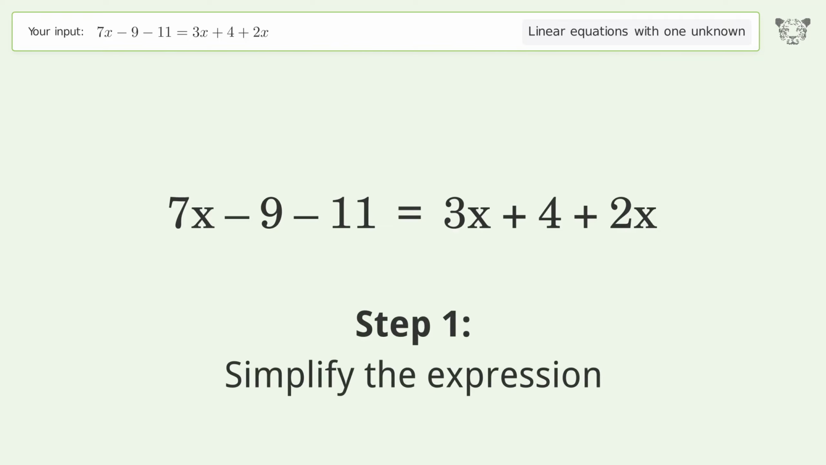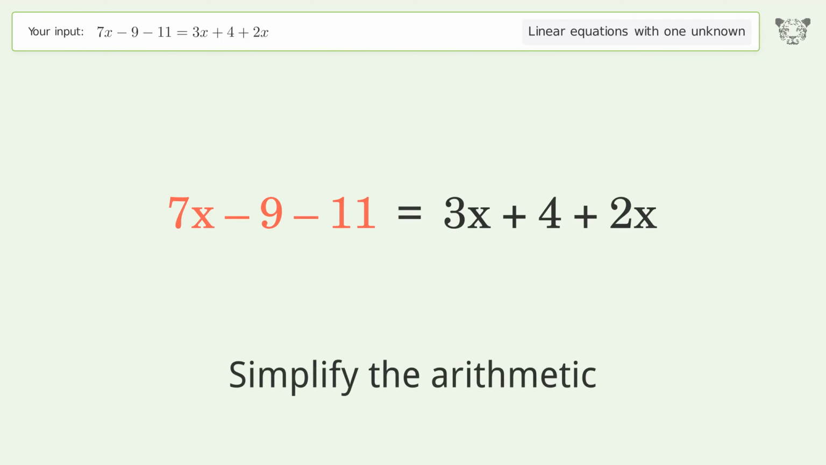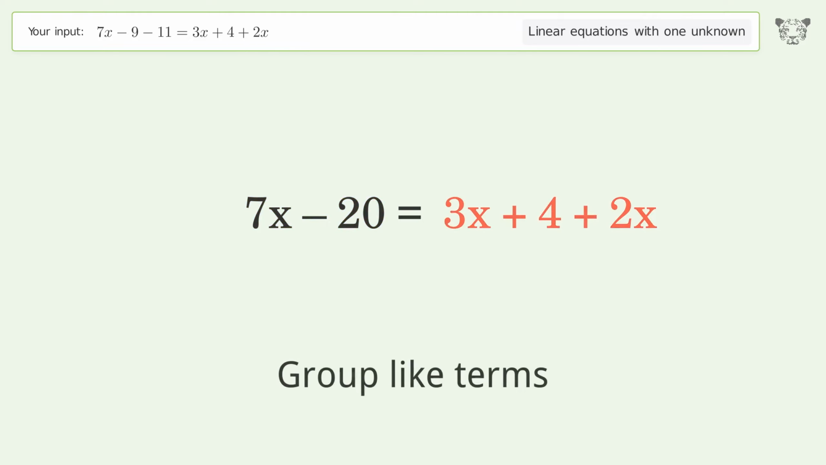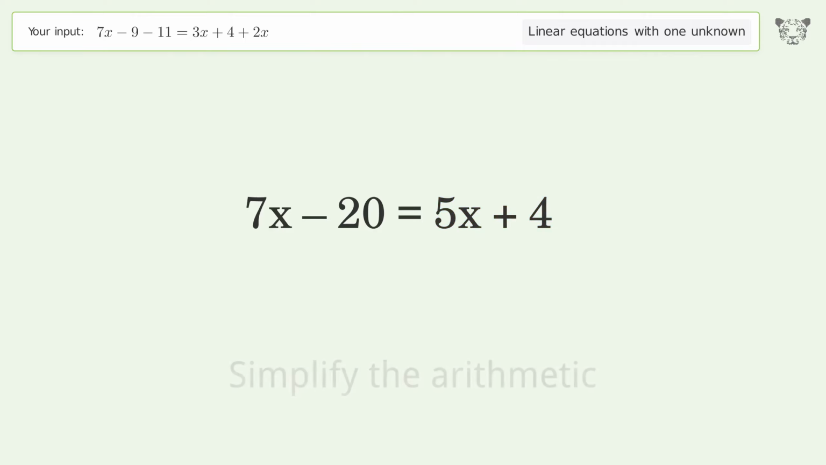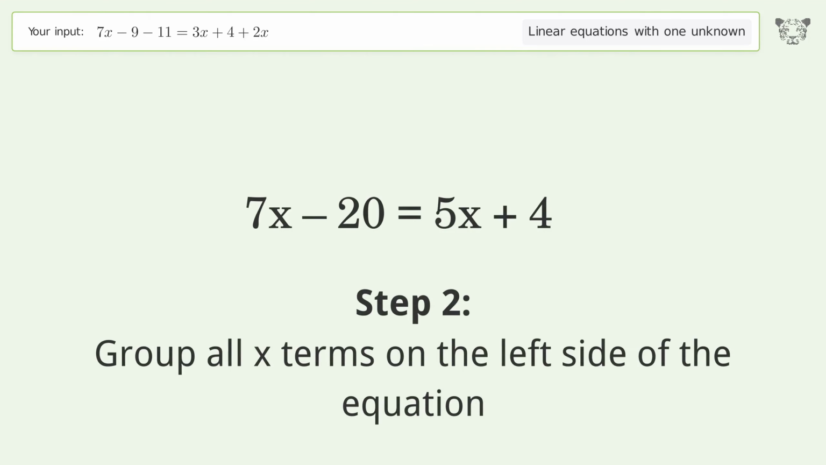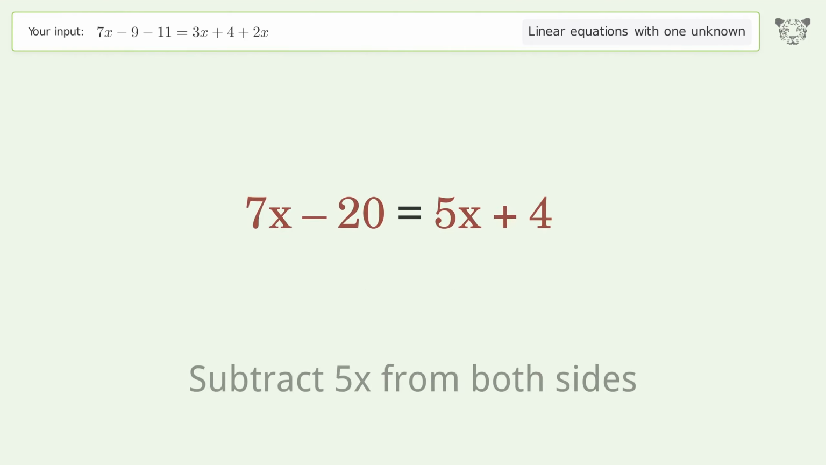Simplify the expression. Simplify the arithmetic. Group like terms. Simplify the arithmetic. Group all x terms on the left side of the equation. Subtract 5x from both sides.